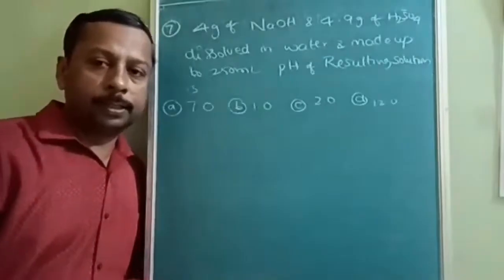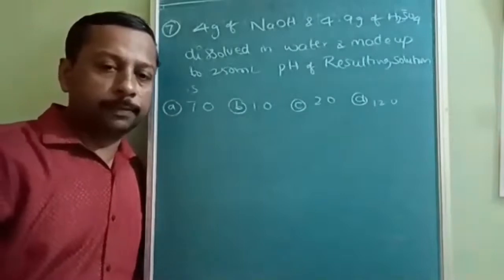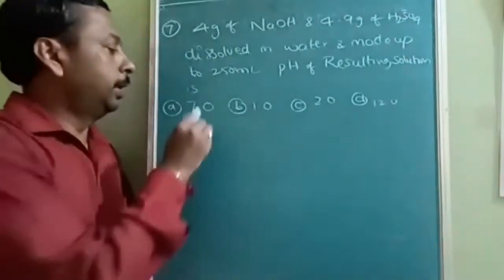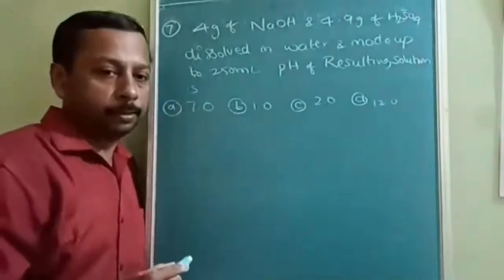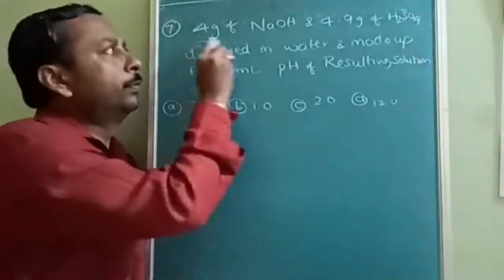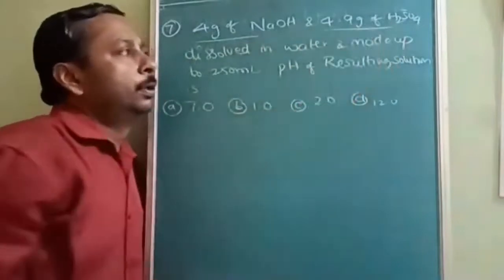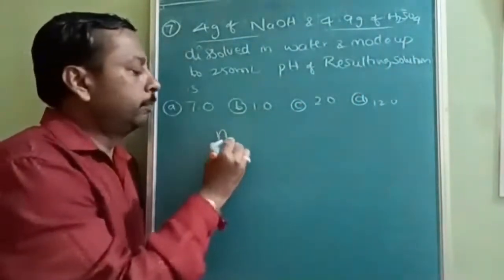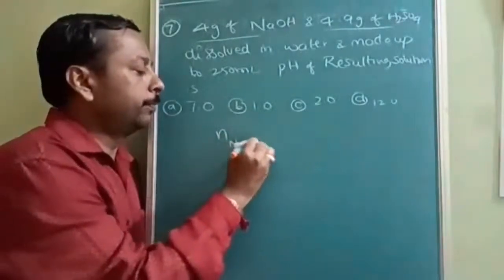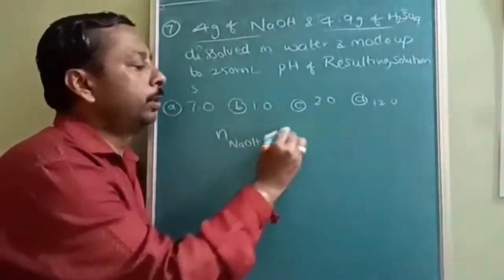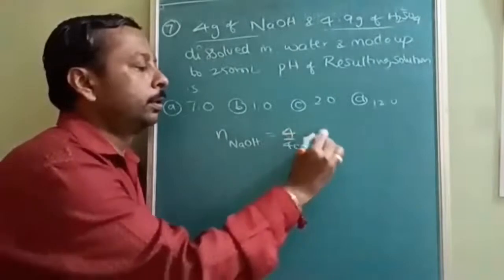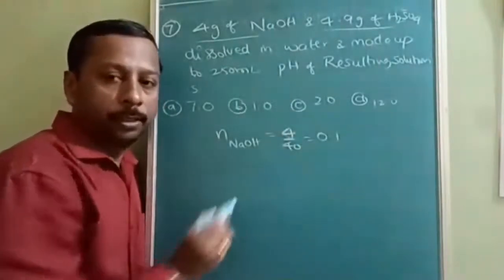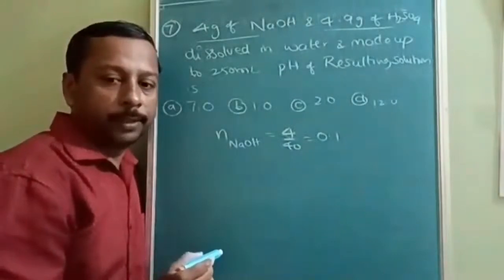For this type of question only, we have a specific lecture, pH of mixture. So first let us find out the equivalents, otherwise moles. The number of moles of NaOH is equal to 4 divided by 40. It is equal to 0.1. Is it understood what 40 is? 40 is the molecular mass of NaOH.